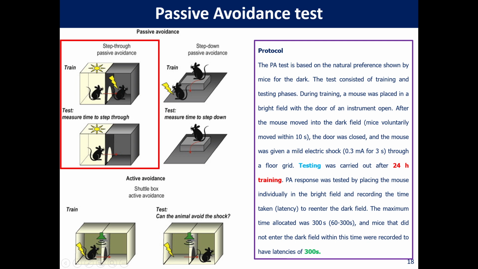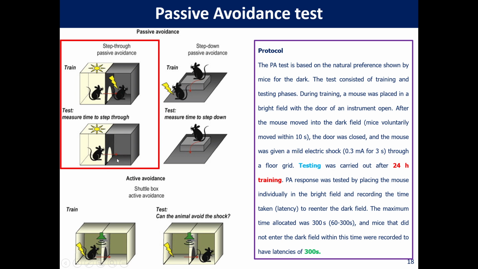And after that the mice will go to the dark room because they love the dark room. But in the dark room you put an electric shock of around 0.3 milliampere for 3 seconds, and after 24 hours you perform the test again. If the mice have normal learning and memory, they will remember: yesterday I came here and I had an electric shock, so now I don't want to stay here.